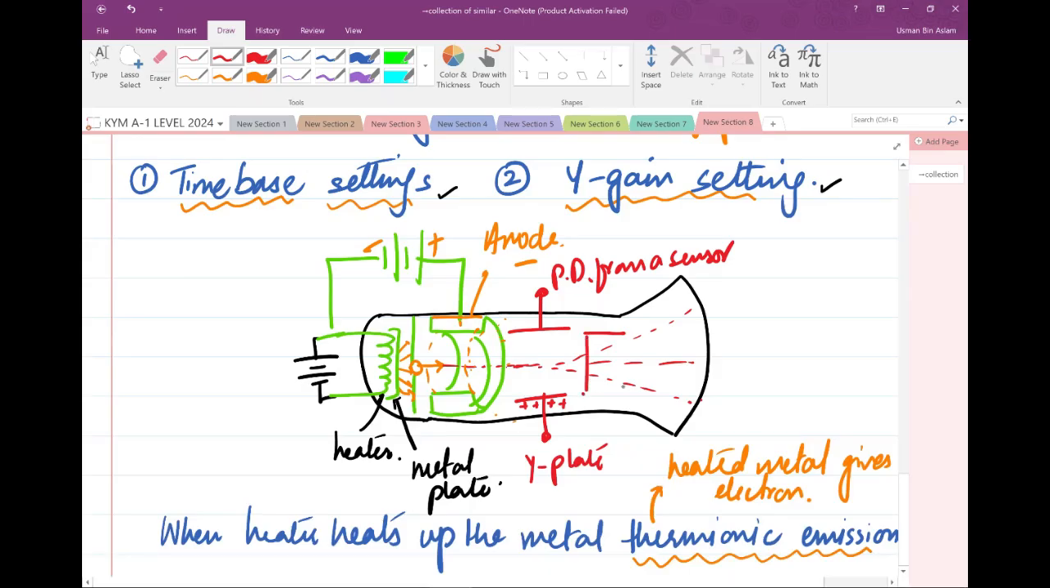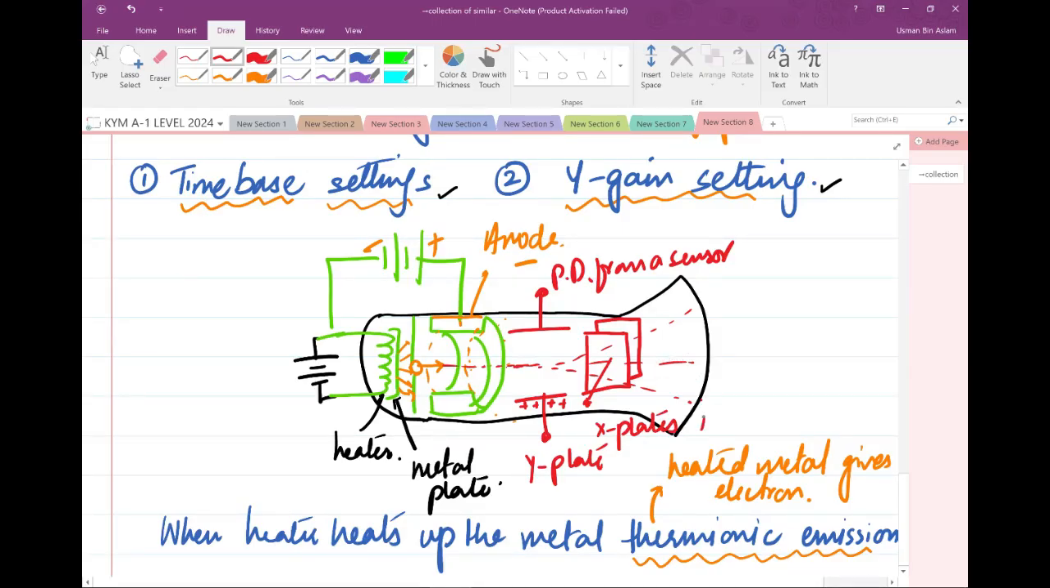Then we have another set of deflecting plates. I'm still drawing that with the red. That means both of them are deflecting plates. These are vertically placed. They are called the X plates. That means these are responsible for causing electron beams to get deflected towards the right or towards the left.